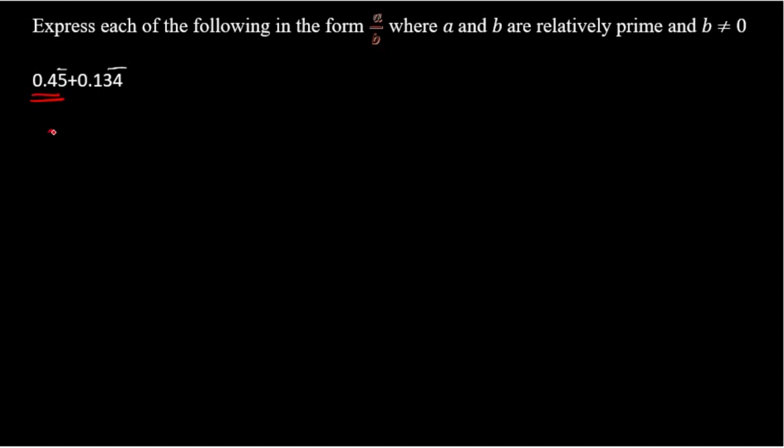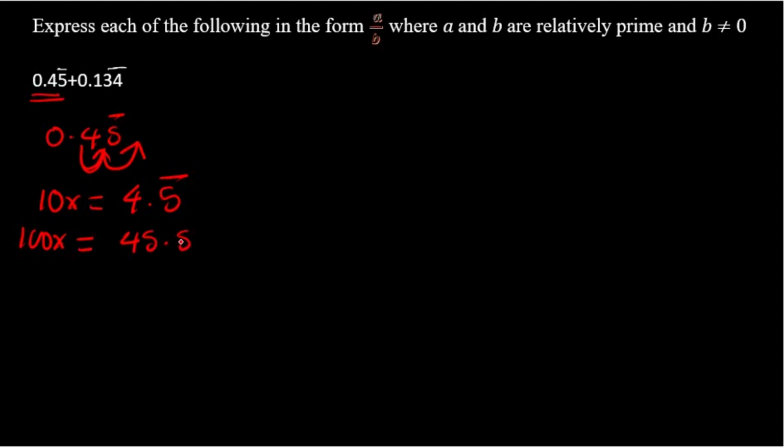Okay, on the first one, which is 0.45 repeating, which number is repeating? It's 5. So we need to move once, so it will be 10x equal to 4.5. Then the second equation, we need to move how many times? 2 times, 1, 2, so it will be 100x equal to 45.5. So what you do, say 100x minus 10x, which is 90x.